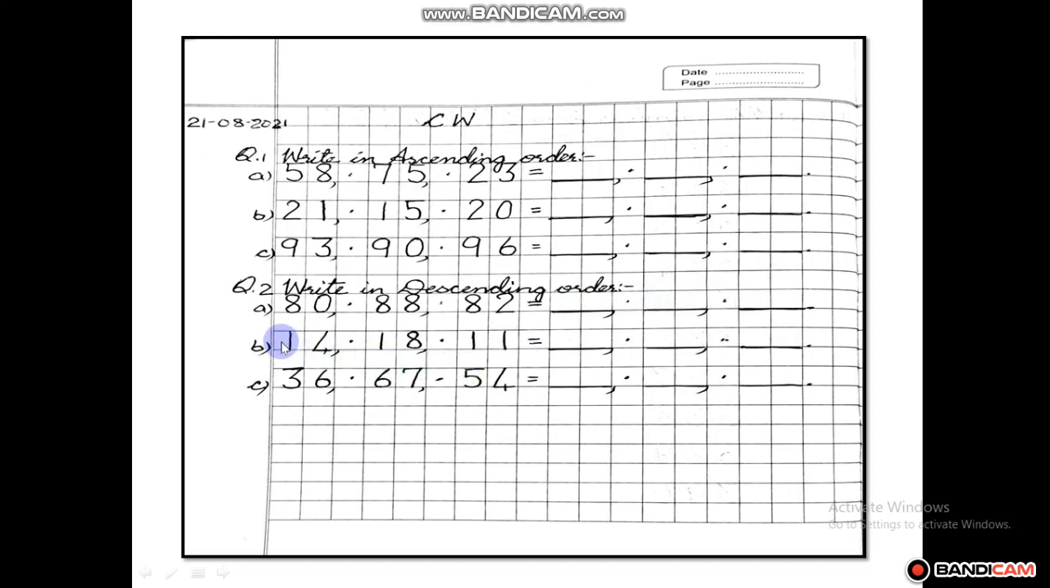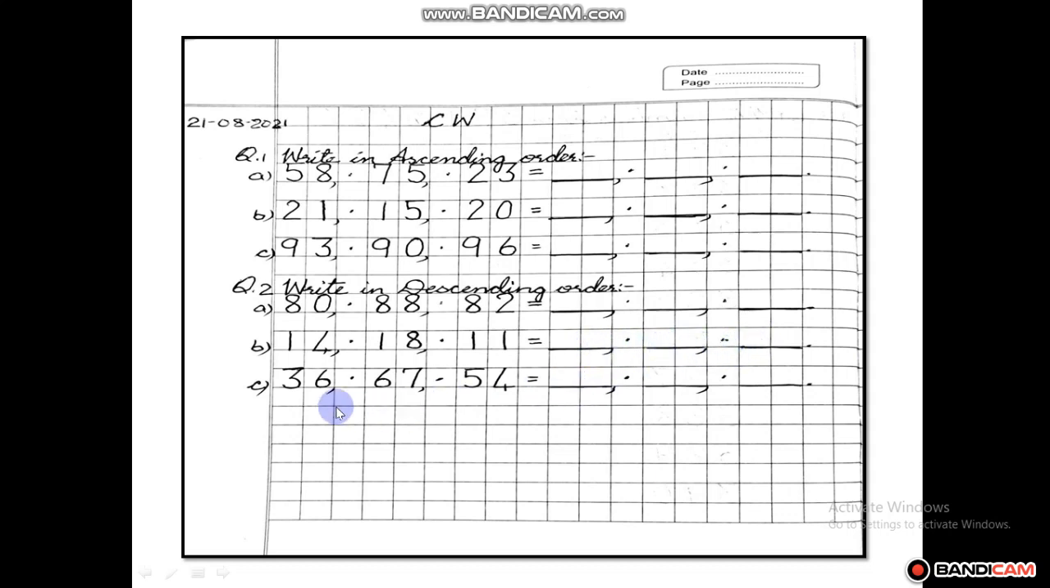Clear, children? Come to B part. 14, 18 and 11. So which is the greatest number? 18. So 18 will come here. Then among 14 and 11, which is the greatest? Yes, 14 is the greatest. So next number will be 14 and last is 11. So 11 will come here. So your numbers are 18, 14 and 11.